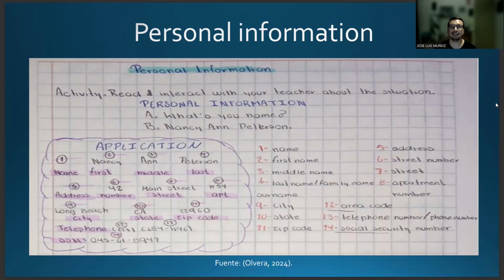We already saw the zip code. Number 12, we have the area code. Number 13, the telephone number, phone number. Number 14, the social security number. Okay, so we have already seen personal information, how you are going to introduce yourself. You could use this slide and fill it in with your own information: your name, your last name, your address, your telephone number, your social security number, and all this stuff.